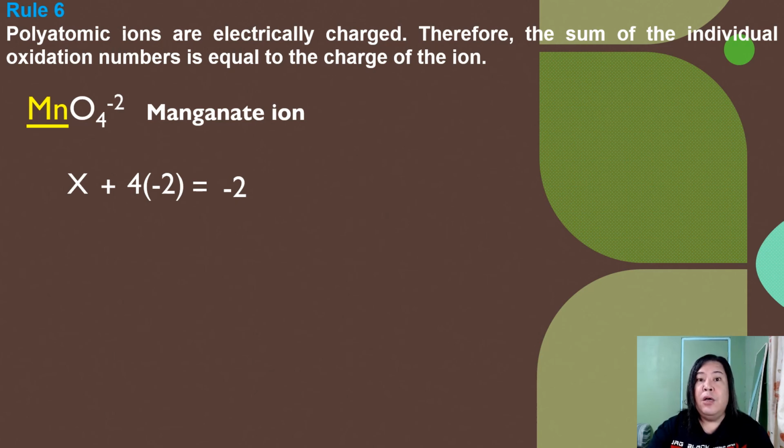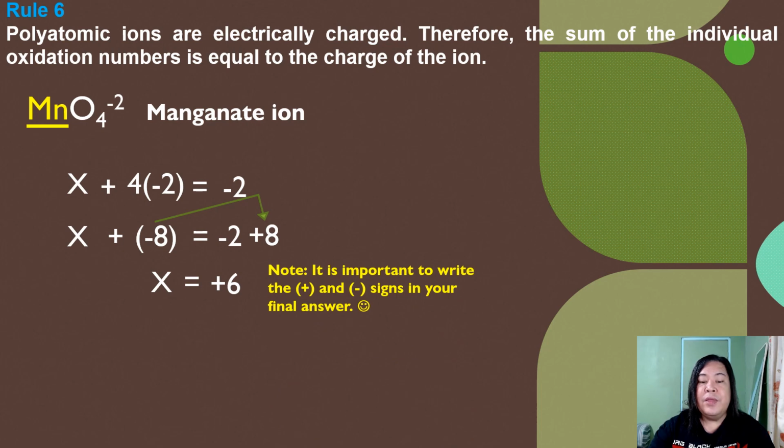The charge itself. Okay, that was a mistake. The negative 2 here is the oxidation number. The 4 times negative 2, negative 2 is the oxidation number of oxygen. And then equal to negative 2, this negative 2 is the charge of the manganate ion. We have to equate it to negative 2. Okay, then x plus negative 8 is equal to negative 2. Then transpose negative 8 to the right side of the equation, and it will become positive 8. X is equal to positive 6. So therefore, the oxidation number of manganese in the manganate ion is positive 6.